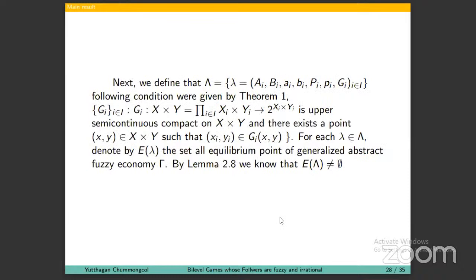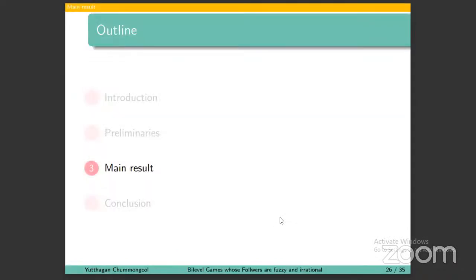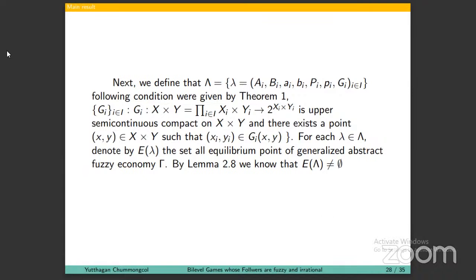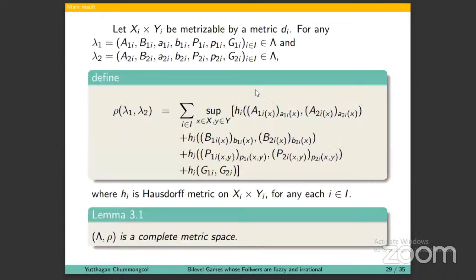Next, we define capital lambda by the theorem, and we have this. Yes. After that we define capital lambda, and we define rho. Using capital lambda, we get that rho of lambda 1 and lambda 2 is defined by this.